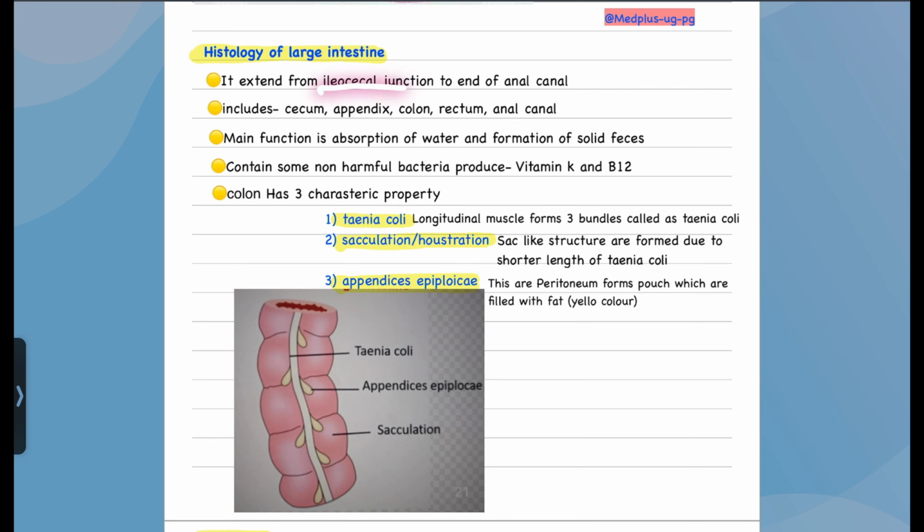The large intestine extends from the ileocecal junction and ends at the anal canal. It includes the cecum, appendix, colon, rectum, and anal canal. The main function is absorption of water and formation of solid stools, because digestion and absorption of food takes place in the small intestine, and absorption of water and formation of solid stools takes place in the large intestine. It has some non-harmful bacteria which are good for our body, which help in the production of vitamin K, vitamin B12, and they also prevent us from pathogenic bacteria.